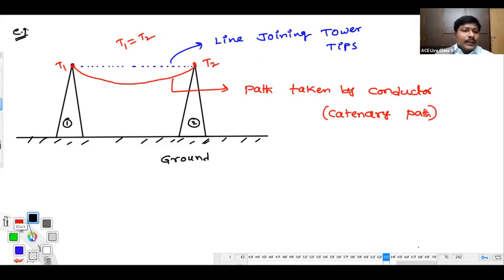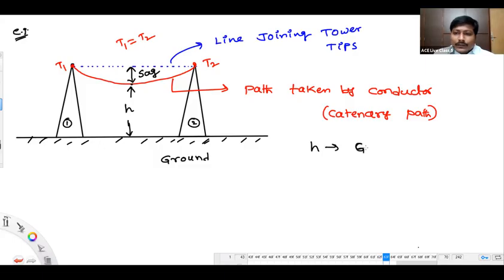Okay. Next thing. So let me continue with this diagram a little bit. See, there is a gap between the fictitious or expected line and the conductor. This gap we are going to name mechanical sag. And the remaining height, from the bottom of the conductor to the ground, is going to be called ground clearance. H we are going to name as ground clearance.